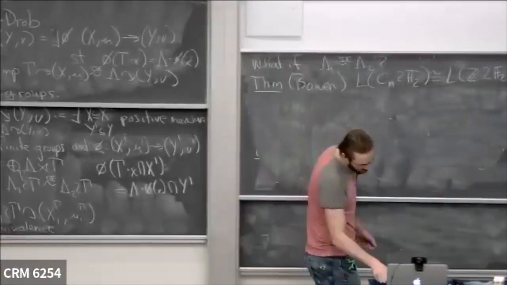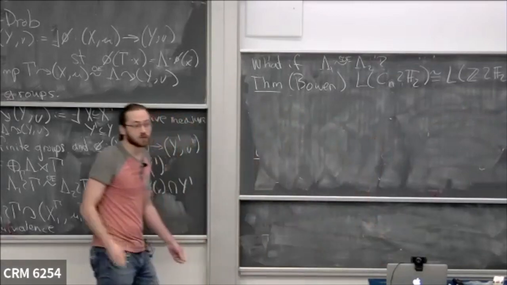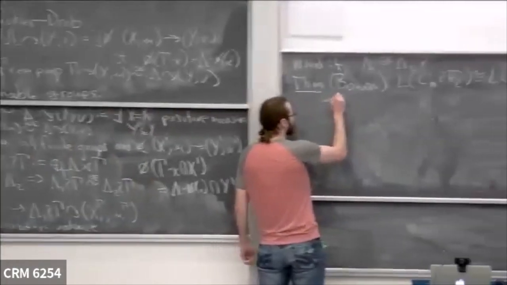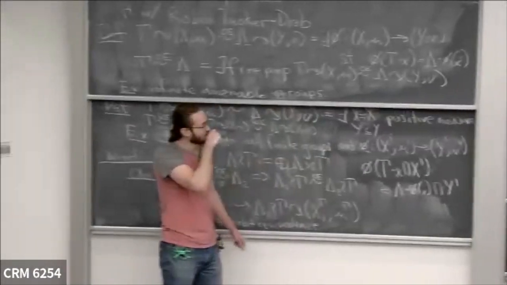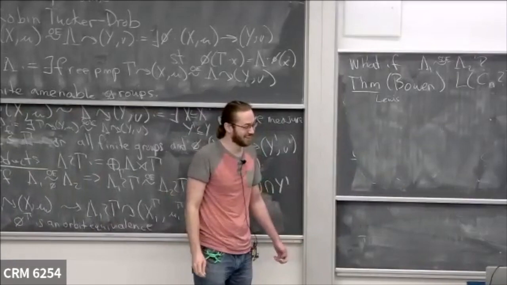Let me see if there's anything else I wanted to say. Yes, Junior Bowen, maybe. Oh, yes, this is Lewis Bowen. Well, I guess there's at least three or four Bowens now in ergodic theory. Good. You can't just let people be impressed by it.